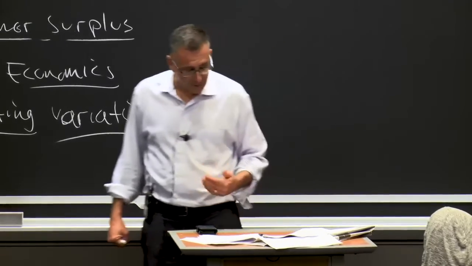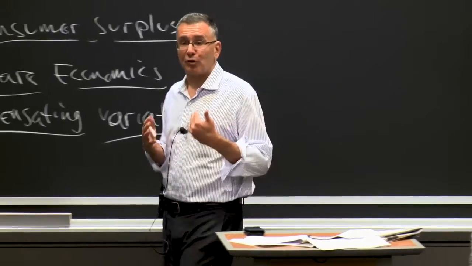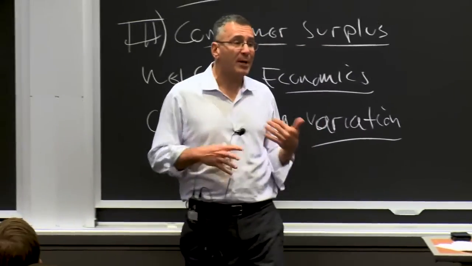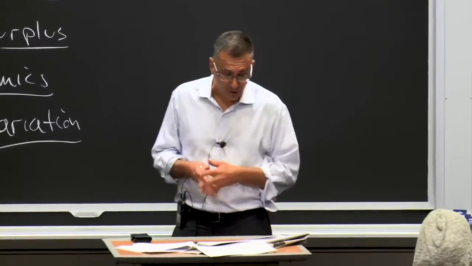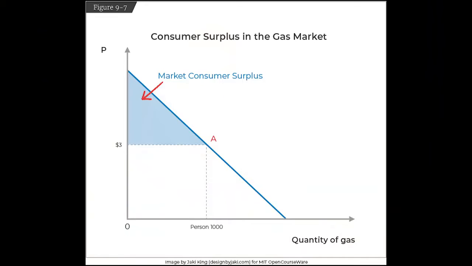Okay, so basically, that's individual consumer surplus. But in this course, we don't care about individual consumer surplus. We care about market consumer surplus. So let's turn to figure 9.7 and think about a market. Let's think about the market for gas. Now, the mechanics is the same here, but we're now thinking not about the individual buying 1 gallon versus 2 gallons, but the market for gas. How many gallons in aggregate will be bought? But the analysis is the same, okay?